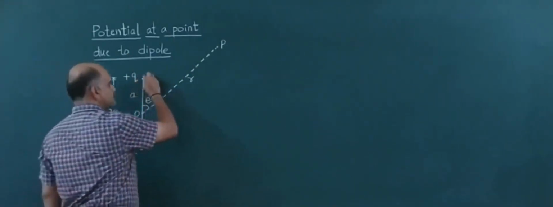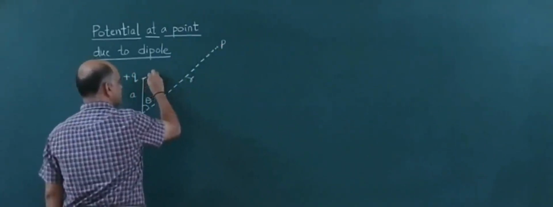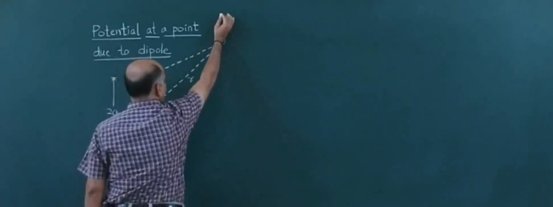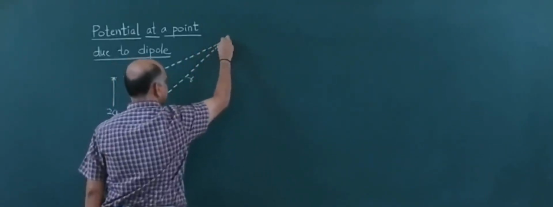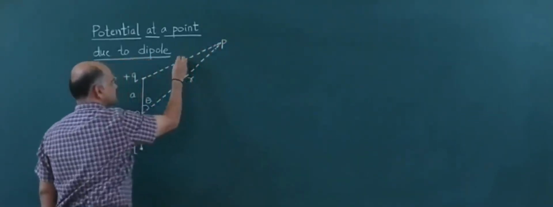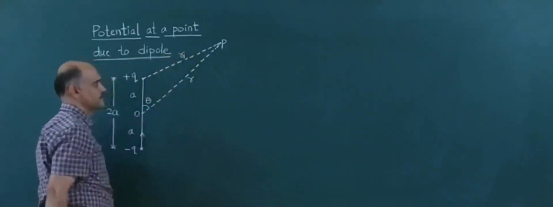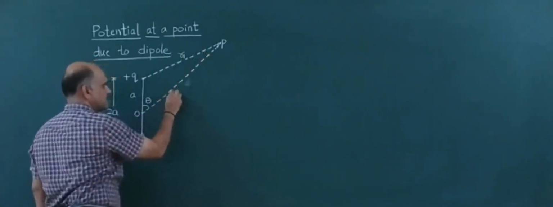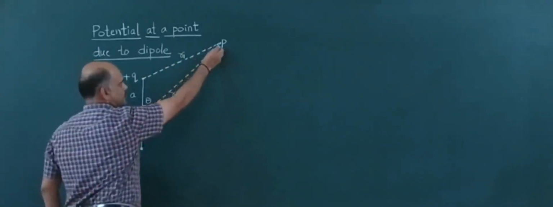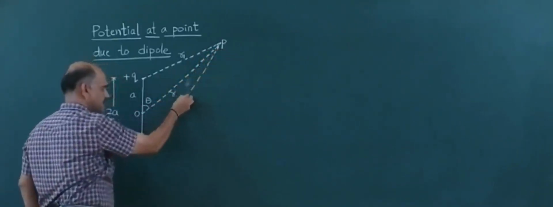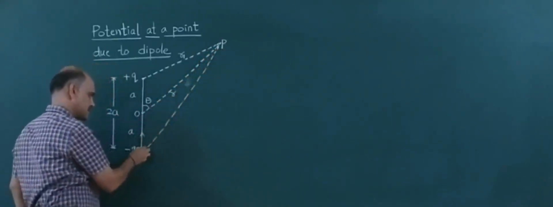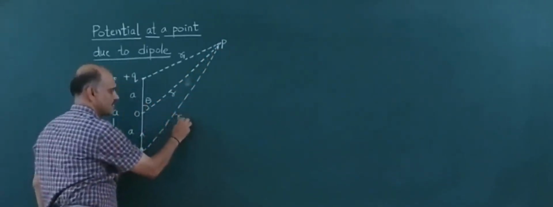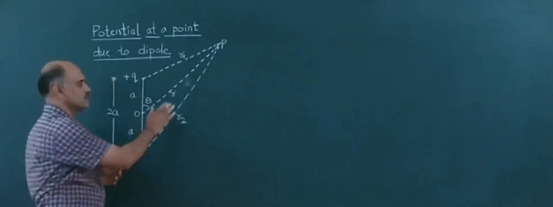Now I will join plus Q and P. Let this distance be equal to R1. Similarly, I will join P and minus Q. Let this distance be equal to R2.